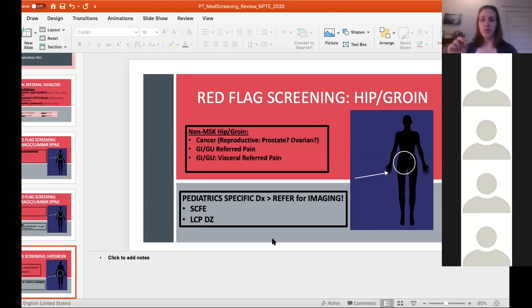With SCFE, so slipped capital femoral epiphysis, the head of that femur, the growth plate on the femur, has moved or has slipped, in which case, again, we want that bone to form in a healthy manner. And so treatment for that particular individual is going to be likely a surgery and a percutaneous pinning, where they pin that epiphysis in place so that it can grow and fuse correctly. And so those two diagnoses in pediatric patients are going to be key ones that you're going to want to screen for.